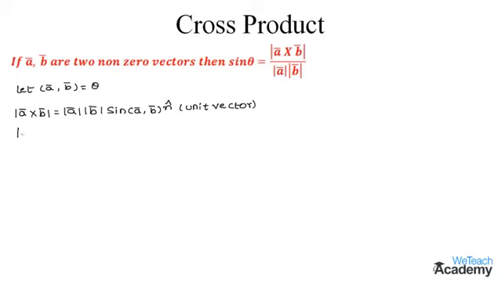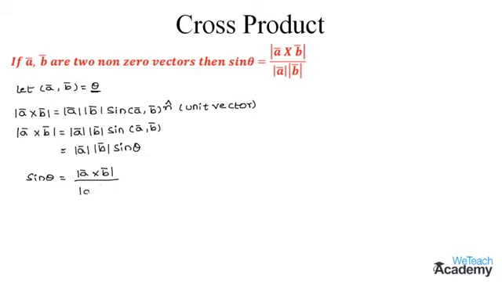As the value of n cap is equal to 1, this formula would come as mod A bar cross B bar is equal to mod A bar into mod B bar into sine of the angle between A bar and B bar, which is theta. So let us write here sin theta. Now let us transfer mod A bar into mod B bar to the other side. So we get the formula for sin theta, which is mod A bar cross B bar divided by mod A bar into mod B bar.